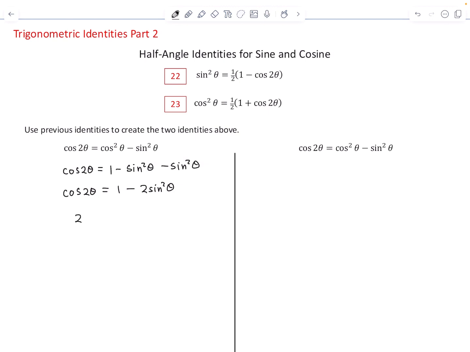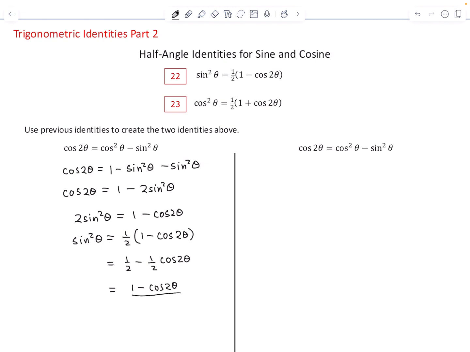So let's add the 2 sine squared to the left side of the equation, and subtract the cosine 2 theta to the right side of the equation, and now divide everything by 2. Or you could distribute the 1/2, or write this as 1 minus cosine 2 theta all over 2. It doesn't matter which variation you use.